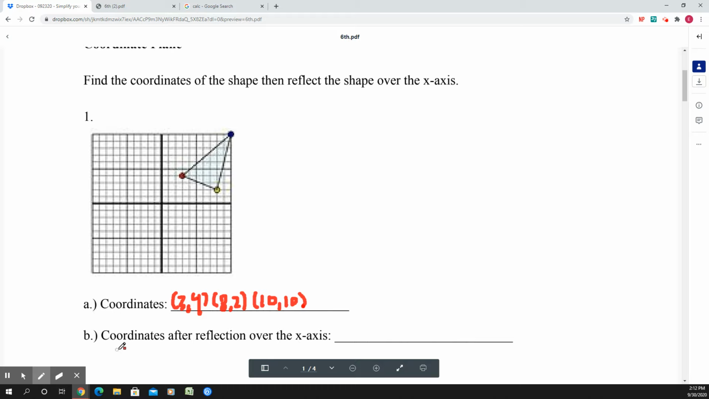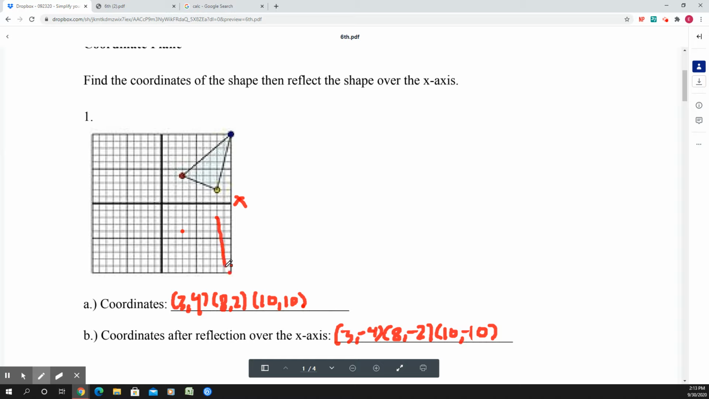Now for part B, we have to reflect it over the x-axis. So this is the x-axis, and when we reflect it over the x-axis, we have to reverse all of the y's. So for part B, the answer would be 3, negative 4, 8, negative 2, and 10, negative 10. And we can prove this. So you just put 3, negative 4, 8, negative 2, 10, negative 10.